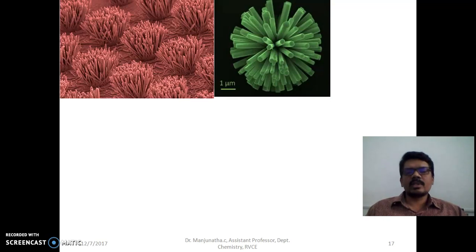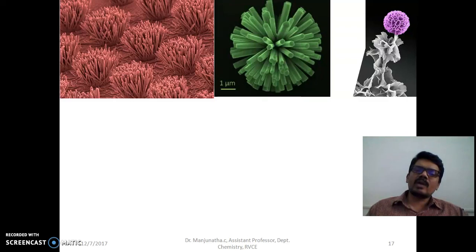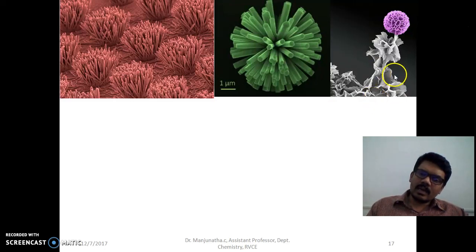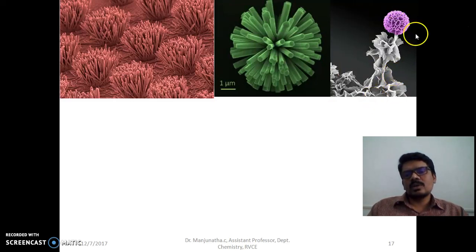Okay, this is another example for 3D material containing one-dimensional zinc oxide nano rods. This is the real zinc oxide which has grown. Look at this beautiful picture. This is also 3D material made up of 2-dimensional sheets which are oriented in the form of a flower.